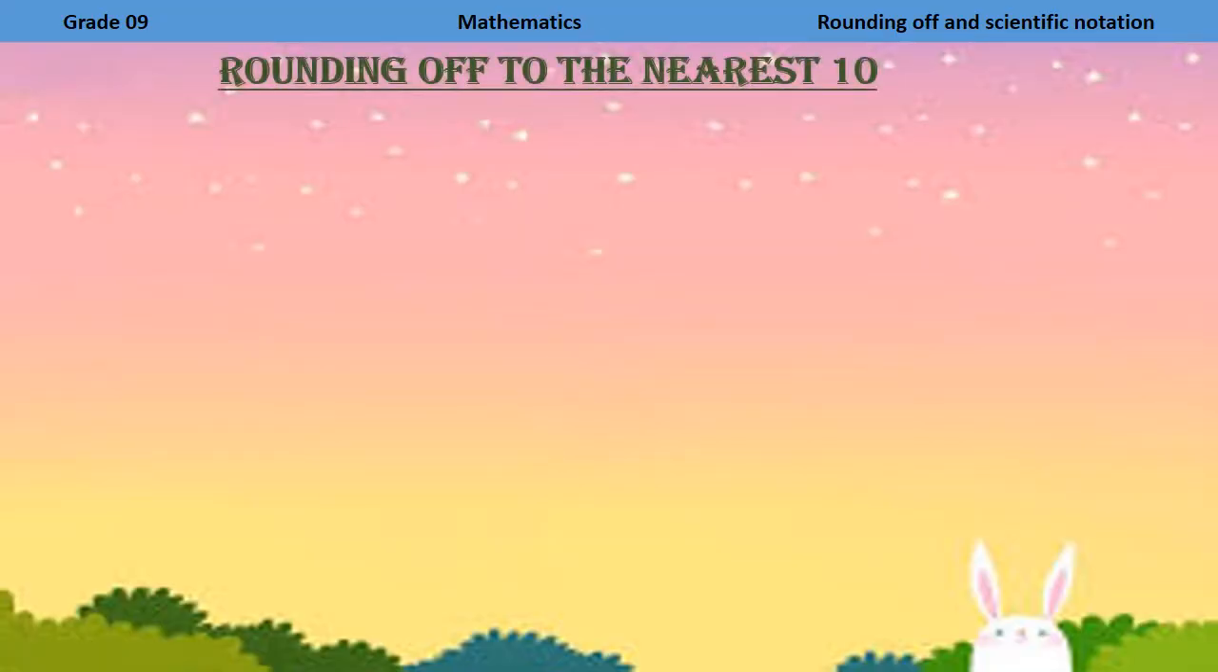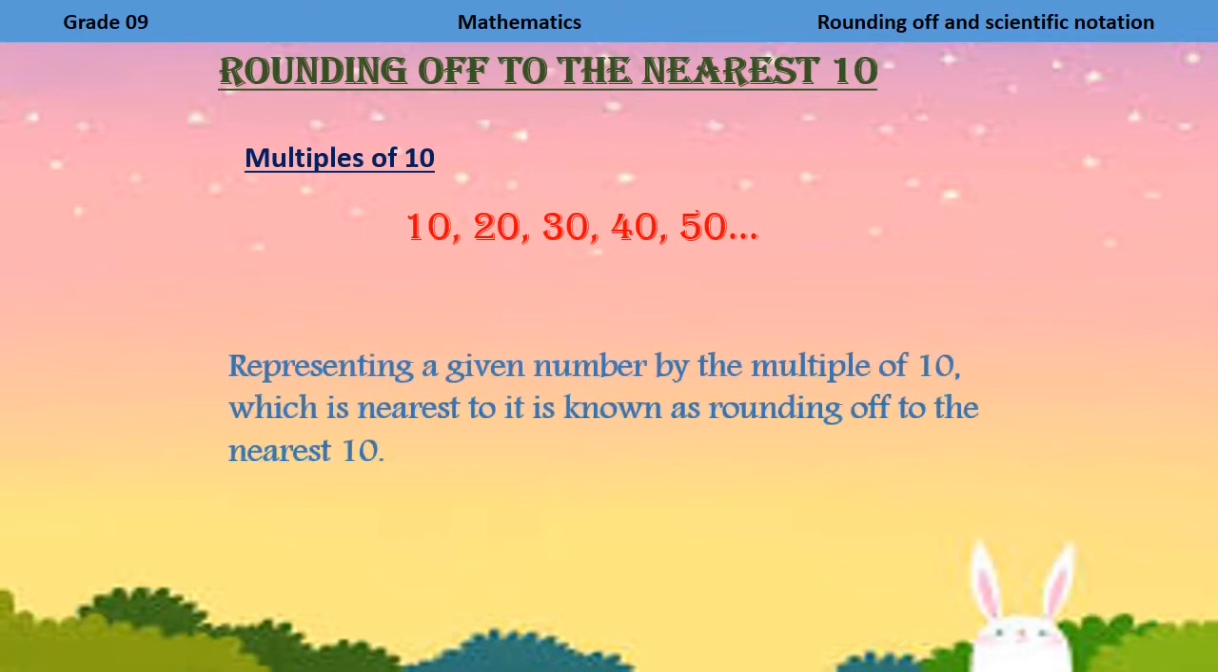First, let's see how we can round off a number to the nearest 10. Do you remember multiples of 10? Here are the first 5 terms of the multiples of 10: 10, 20, 30, 40, 50. And rounding off a number to the nearest 10 means representing a given number by the multiple of 10 which is nearest to it.